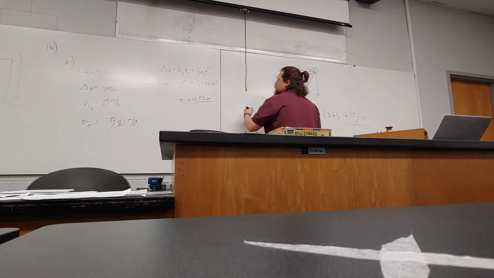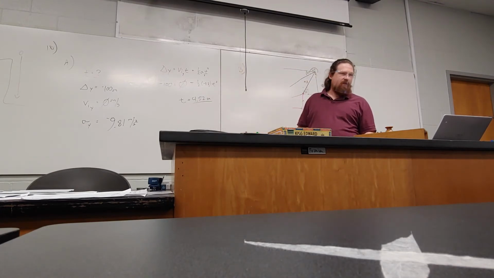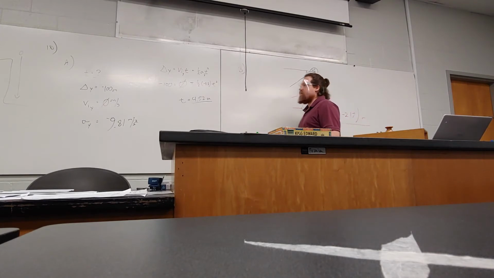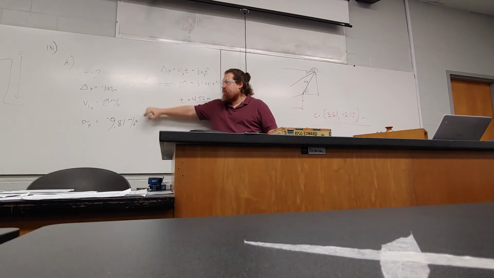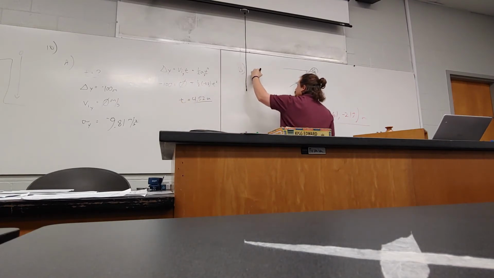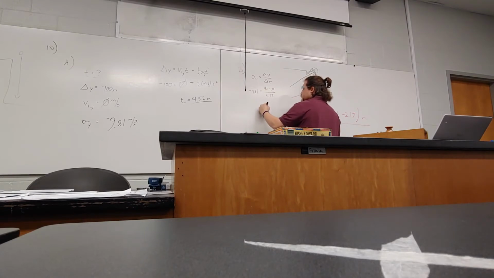Part B, I find the simplest way to do part B because we are asked for simply the final velocity before impact. We know time falling, we know acceleration, we know initial velocity. I find the simplest way to do that is a equals delta v over delta t. Negative 9.81 equals v_f minus v initial over 4.52 seconds. v_f should be negative 44.27 meters per second downwards.